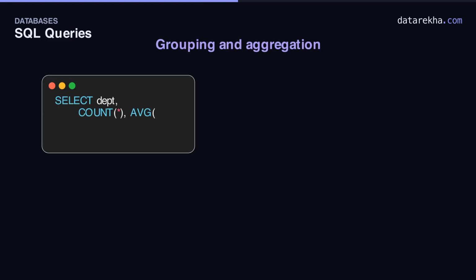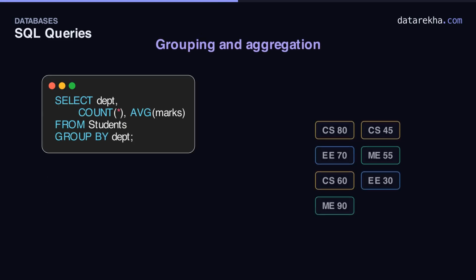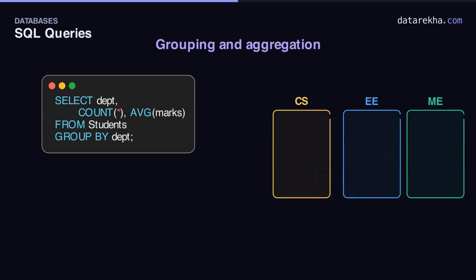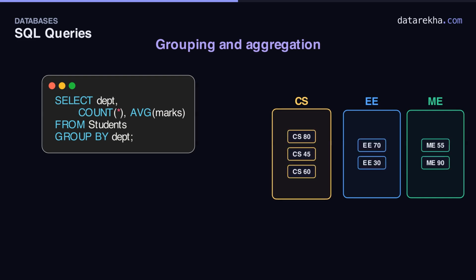Now the big one, grouping. Often you don't want individual rows, you want a summary per category. GROUP BY dept says, gather the rows into buckets, 1 bucket per department. Picture each student as a chip carrying its dept and marks. Watch them sort themselves into 3 buckets. The CS bucket gathers Asha, Rohan and Dev. EE gathers May and Lata. ME gathers Kiran and Imran. Every row now belongs to exactly one group.